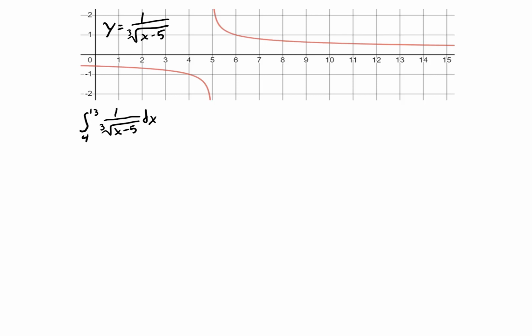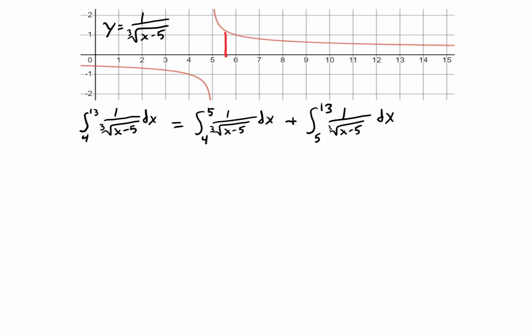Near x equals 5, the function approaches infinity on the right and negative infinity on the left. Exactly at x equals 5, the function is not defined. We break the integral at x equals 5 and use limits to avoid the problem spot. On the right side, we have the integral from 5 to 13 of 1 over the cube root of x minus 5 dx. The function is undefined at x equals 5, so we avoid that point.